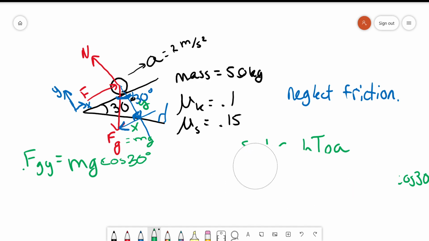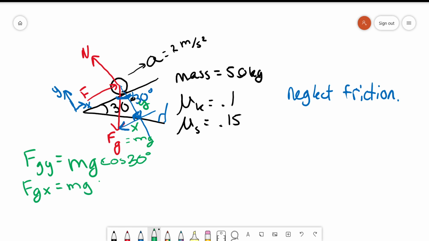And since the y direction is cosine of 30, the x direction has to be sine. It's one or the other. This is sine, not cosine. Sine of 30, one or the other. And now we have all of our forces.